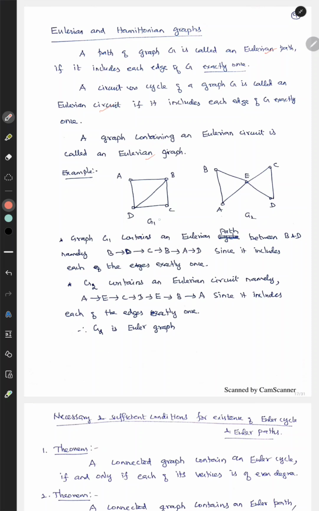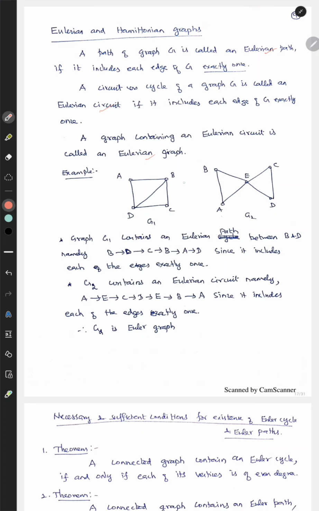Okay, consider the example, the graph G1. It has 4 vertices and 5 edges, right? Does there exist an Euler path? Consider the path starting from B, D, C, B, A, D. This path starts at B and ends at D. It uses all the edges exactly once. We haven't traced any edge more than once. It contains all the edges exactly once. Therefore this path you can call an Euler path. It's not an Euler circuit because the starting and end vertices are different.